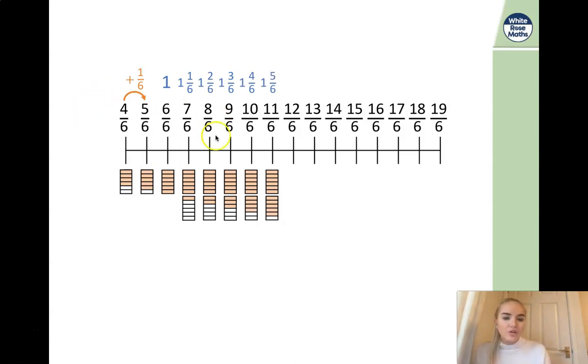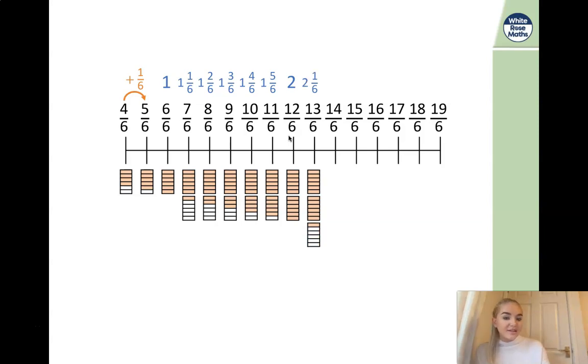So we have got to 12/6. Now what is different? Is it going to be 1 whole and 6/6? Or what is going to change? Pause the video and have a think. Did you get it right? Did you notice that 12/6 is the same as 2 wholes? So it's going to be 2.